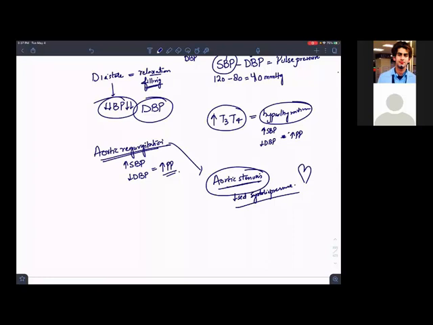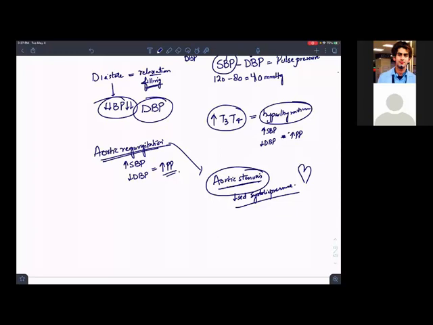Pressure will keep on decreasing because you will be giving resistance to the blood flow. And pressure is highest in which vessel? I have taught you. Aorta. Aorta will have the highest pressure. But where is the lowest pressure seen? Vena cava.